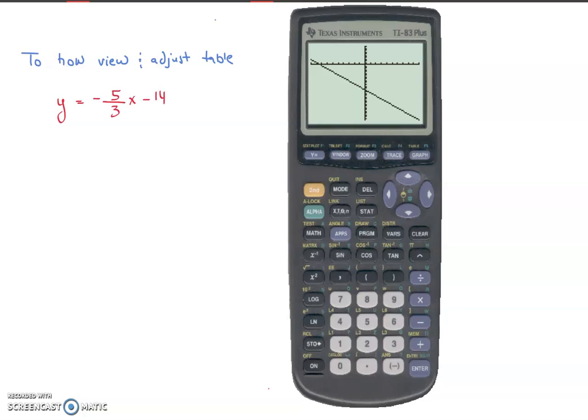So here I have a graph already set in for y equals negative 5/3 x minus 14. So how do I view the table for this particular graph? Okay, so remember there's a table of values. As you can see, the table of values is written as "table" on top of the graph button. And since it's in yellow, we would go second, graph. So here is all the table of values.